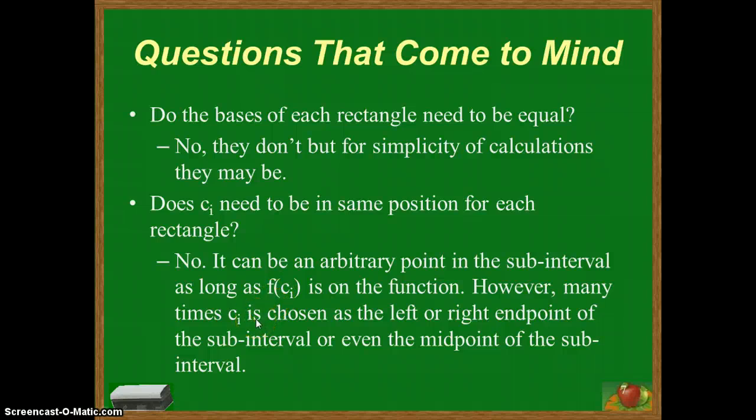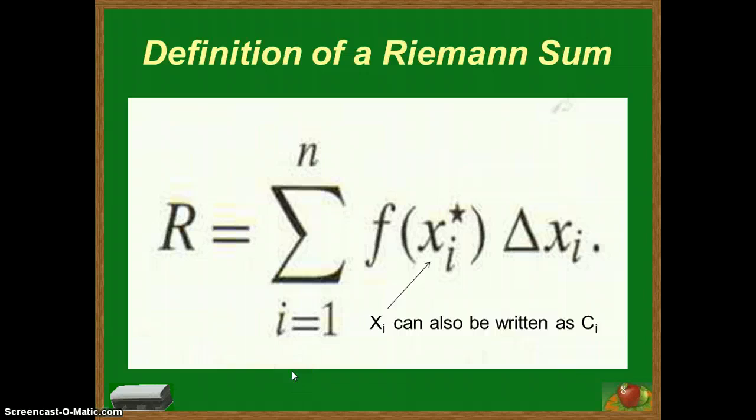However, many times c_i is chosen as the left or right endpoint of the subinterval or even the midpoint of the subinterval. Okay. This is actually a formal definition of a Riemann sum. I think your book uses the term S_n. It's the summation, here's our index, our counter, from i=1 to some term n, of f of x_i, that could be f of c_i, times the width of the subinterval. So what that says is we're going to sum all these rectangles and add them up, and that is the definition of a Riemann sum.